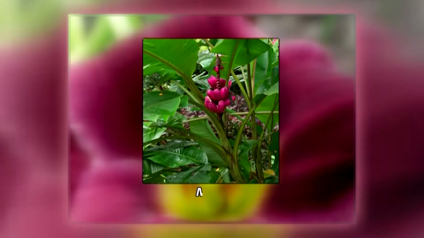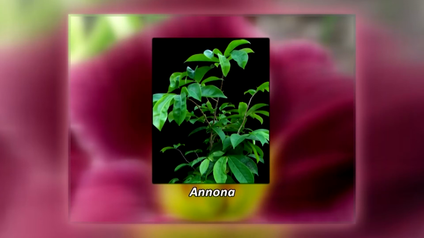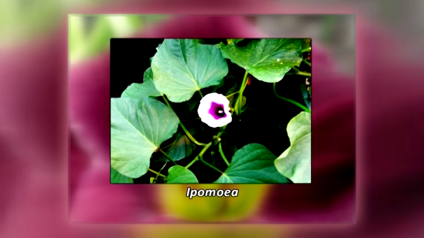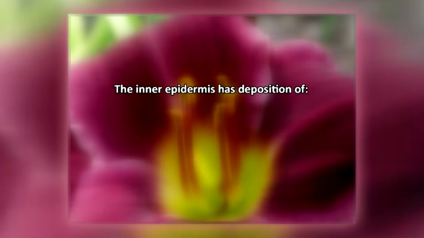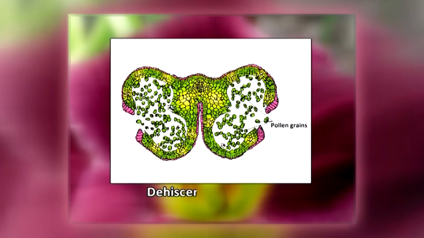Endothelial thickenings are also absent in species of Musa, Sesamum, Annona, Ipomoea, etc. But in these taxa, the inner epidermis has deposition of cutin and lignin. The presence of fibrous bands, differential expansion of inner and outer tangential walls, and hygroscopic nature of endothelial cells play an important role in the dehiscence of anthers.